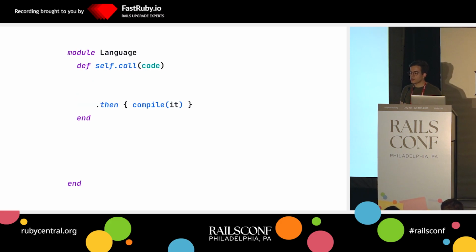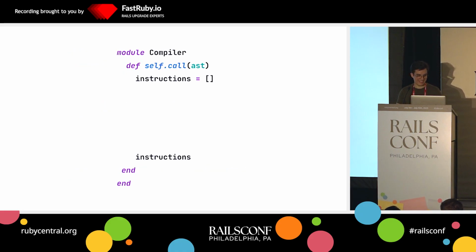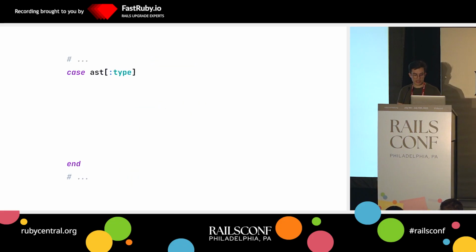So instead of interpreting the code right away, now we'll compile it, and to compile, we'll create a compiler. Don't worry. Compilers are scary, but this one is very simple. We'll receive the AST from the parsing phase, and we'll return instructions, an array of instructions. And to create those instructions, again, we'll check the AST type, and for a number, for example, we generate a put object instruction with the value of that number node.